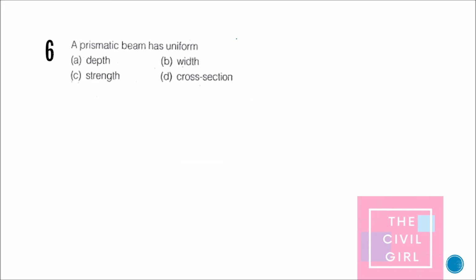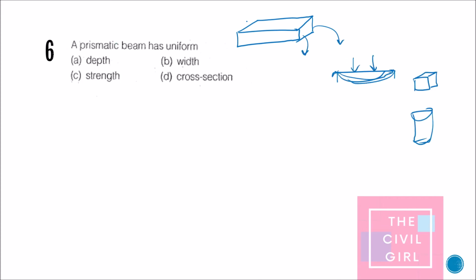In the next question, the prismatic beam has uniform what? What is a prismatic beam? A beam which is something like this is called a prismatic beam. Where will we use this prismatic beam? We will use it in the two-point loading. Here you can see that the prismatic beam has not only uniform depth and uniform width, but uniform cross section. And strength doesn't matter here.